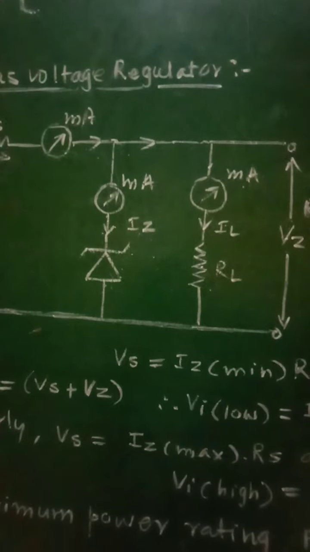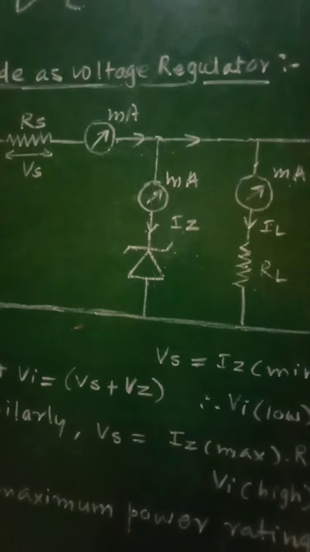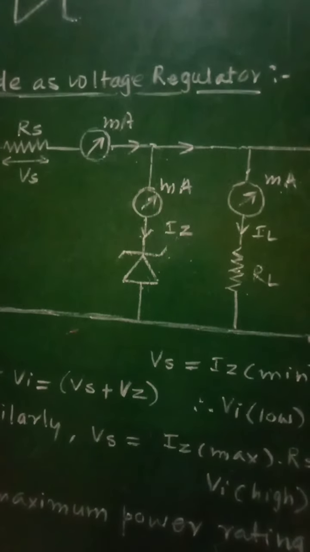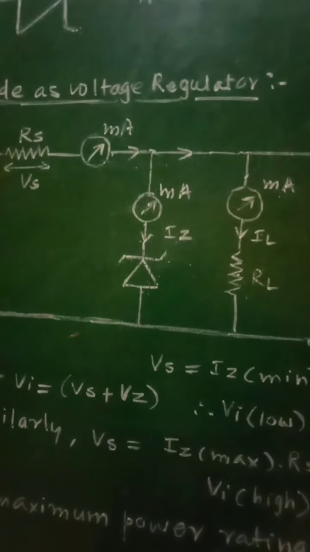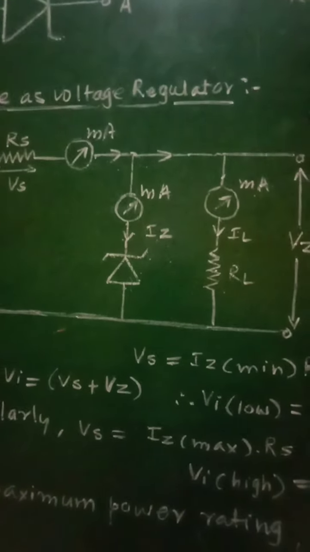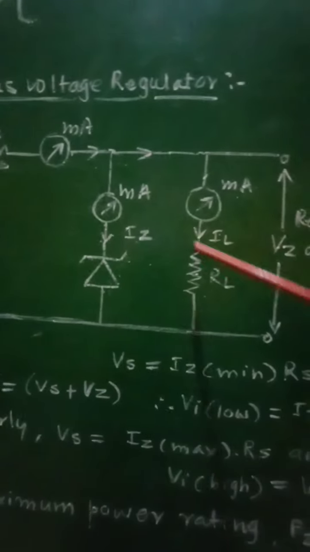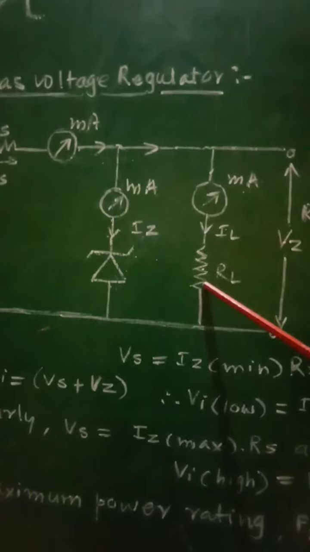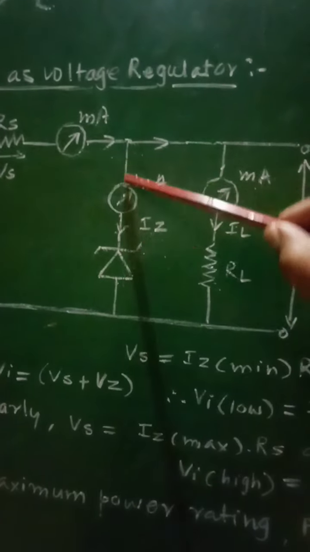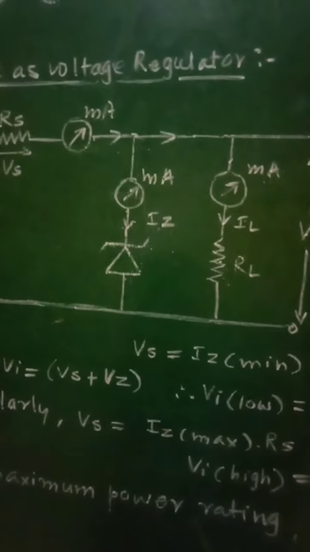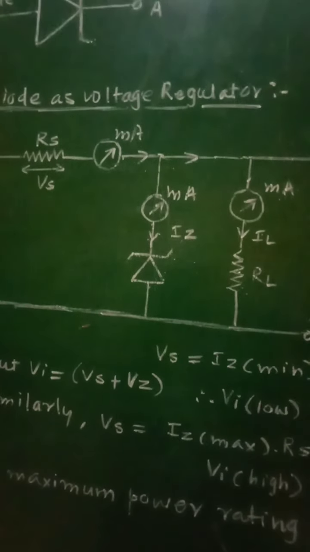When the series resistance Rs is small, again a large amount of current will flow through the Zener diode when the load resistance RL is large. So if Rs is small and RL is large, at that time maximum current will pass through this Zener diode and there will be dissipation of power across this Zener diode.